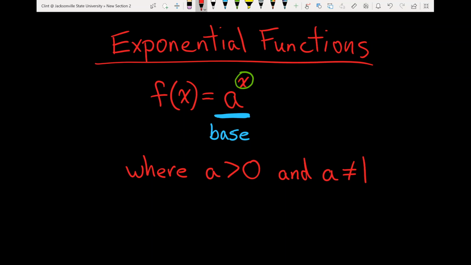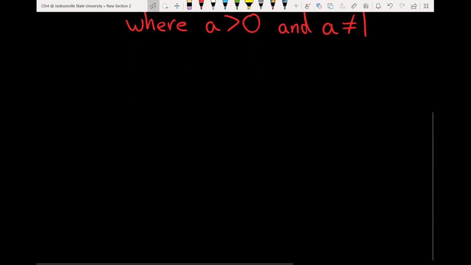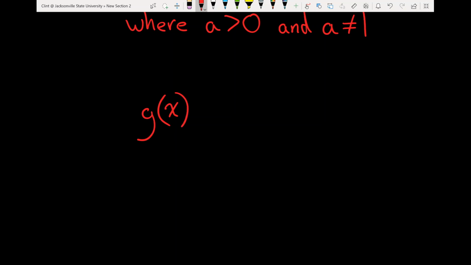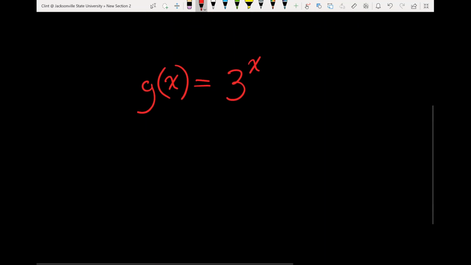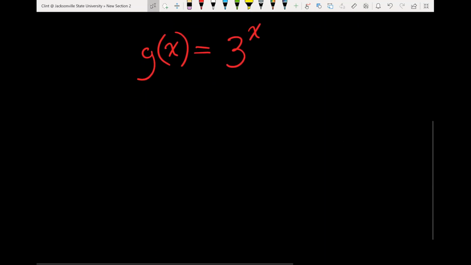Okay, so as an example, we could have a function g of x. And for our base, let's use 3. So we would have 3 to the x. Okay, so here our base is 3. And then our variable, whatever we're plugging in for x, is going to go in the exponent.